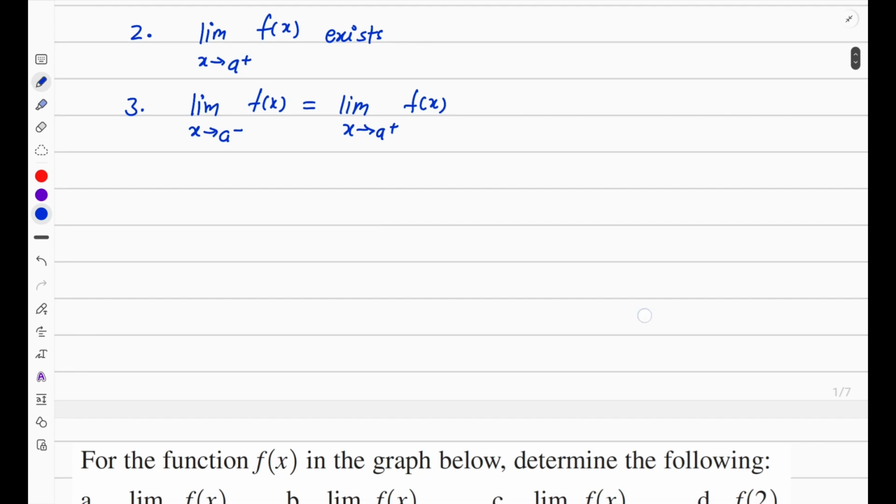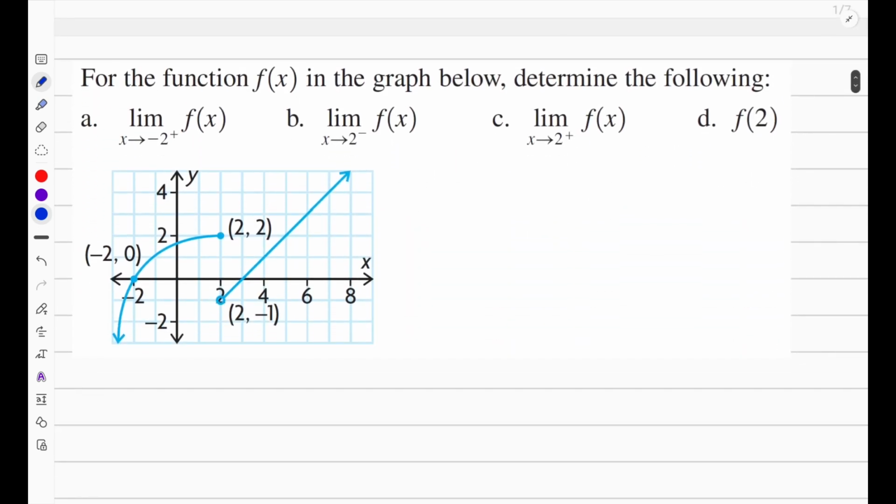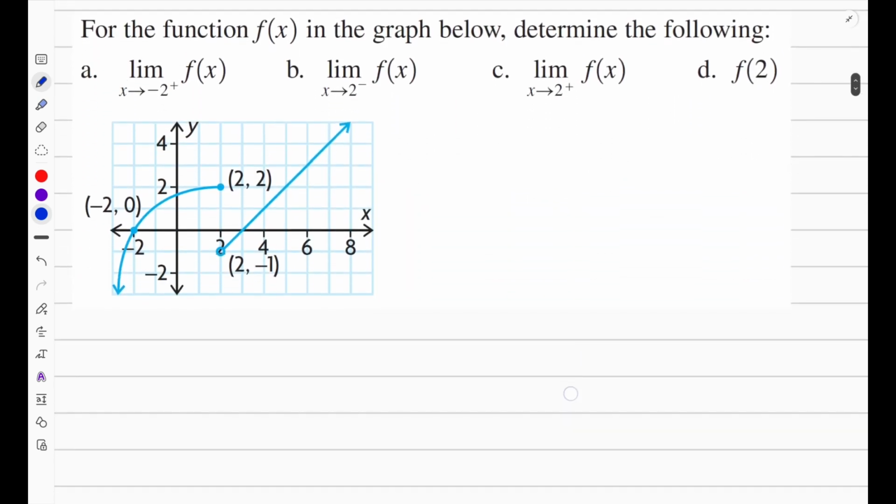Now we are taking one example. In this we have a function f(x) in the graph given below. So we have a graph given for a function and we have to determine the following values. The first is the limit as x tends to minus 2 positive. Okay, so we are looking for part 1.